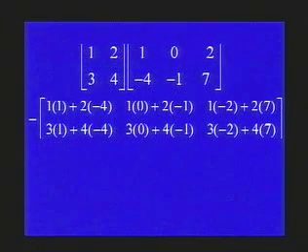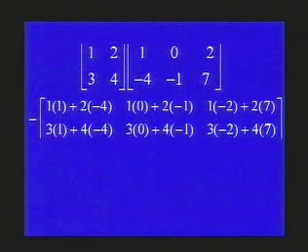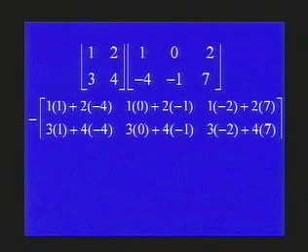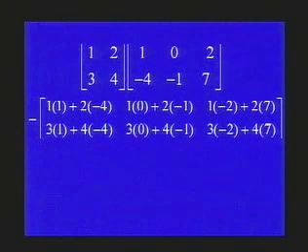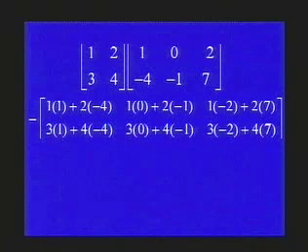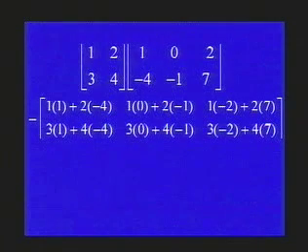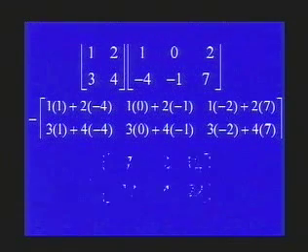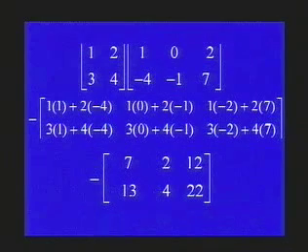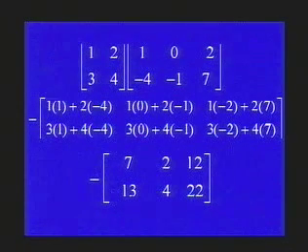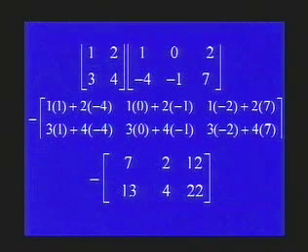Second row, third column would use the second row of the first matrix, which is 3, 4, by the third column in the second matrix, which is negative 2, 7. So I would multiply the 3 times negative 2, the 4 times 7. So any entry in the product matrix, we figure out how to get it by using its position.